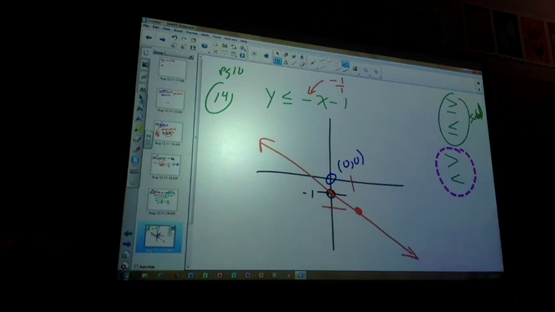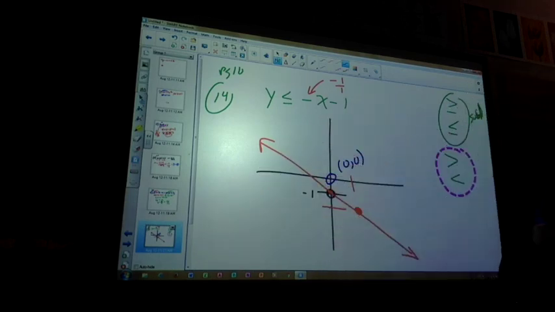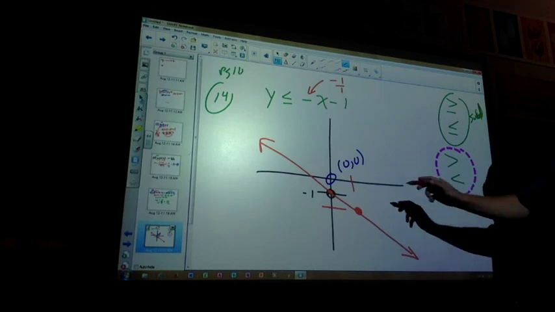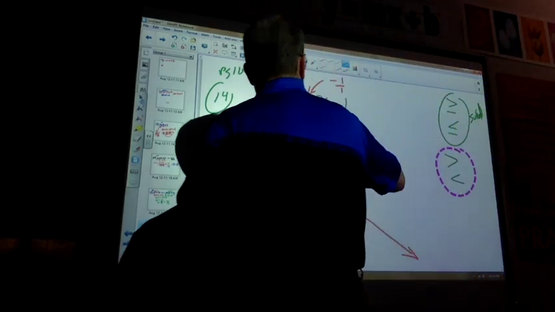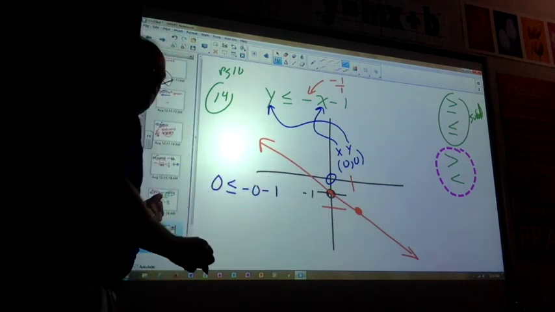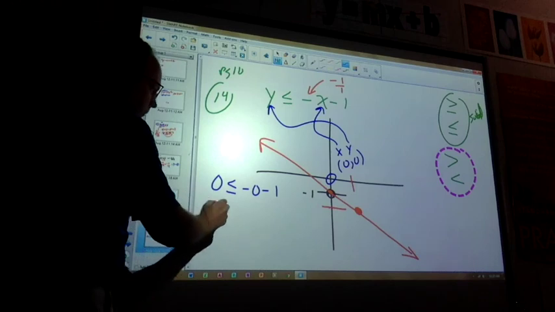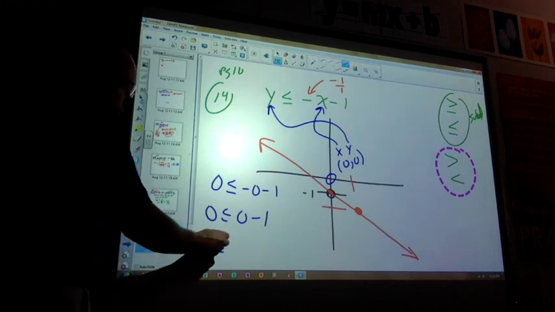If 0, 0 doesn't work, pick something else that the line doesn't go through. Okay, so if our line happened to go right through the origin, then we have to pick another point. I like to pick points that are out on the x-axis in any direction. If possible, keep them both positive, because you don't want to make a silly sign error. So our test point, that's an x, that's a y. So the y value is going in there, the x value is going in there. I get 0 is less than or equal to -0 minus 1. What's -0? 0. Is 0 less than or equal to -1?